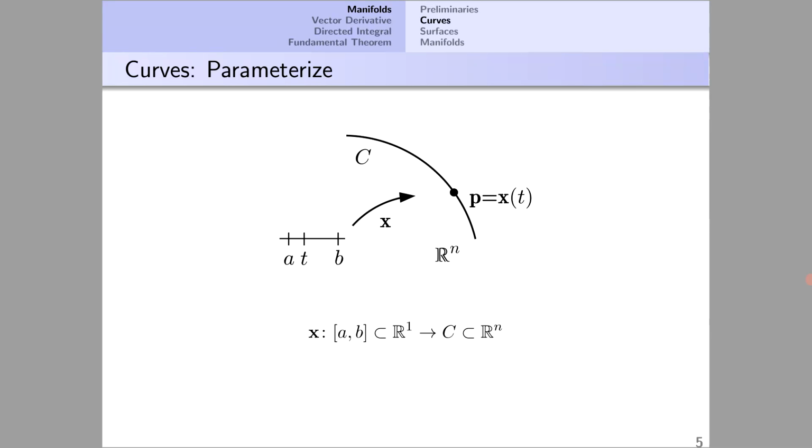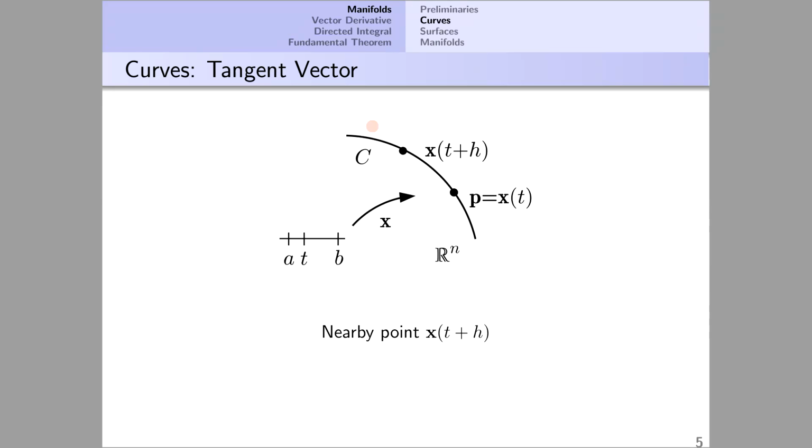We'll start with curves, one-dimensional manifolds. Here's a curve in Rn. A parameterization of the curve is a function, x, from some segment of R1, here it is, to the curve. Here's x mapping AB to the curve. As t varies between A and B, x of t varies along the curve.